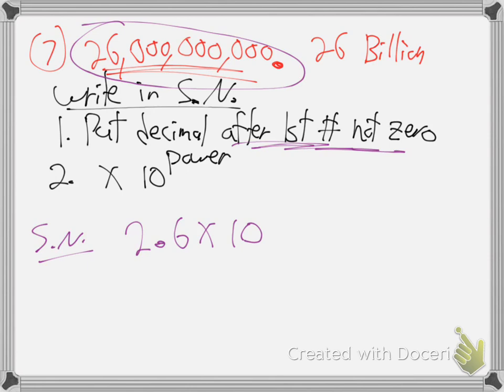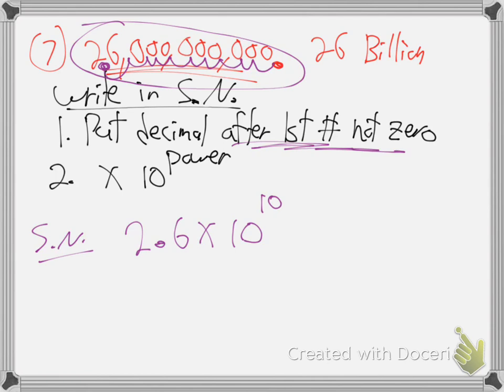Because the decimal doesn't really belong between the 2 and the 6. The number's not 2.6, right? That's artificial. So if you put it here, what would you need to tell it to do? Go 1, 2, 3, 4, 5, 6, 7, 8, 9, 10 places to the right, huh? Is that good?